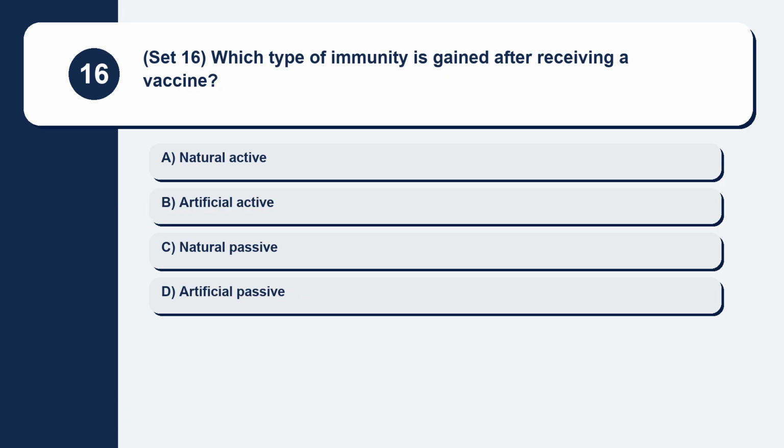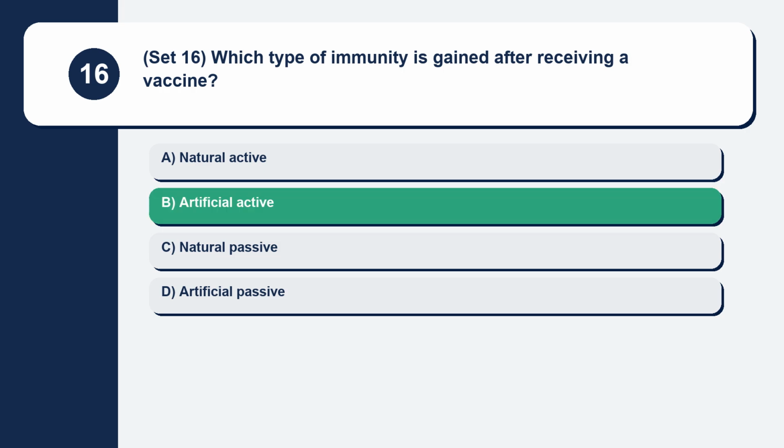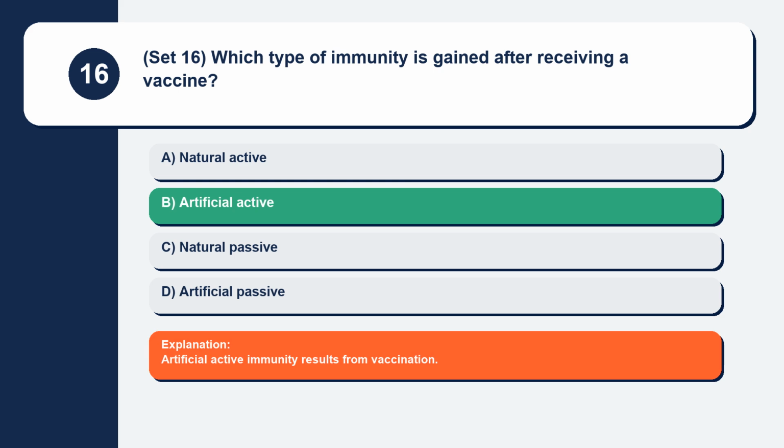Question 16. Set 16. Which type of immunity is gained after receiving a vaccine? Natural active, artificial active, natural passive, artificial passive. Artificial active immunity results from vaccination.